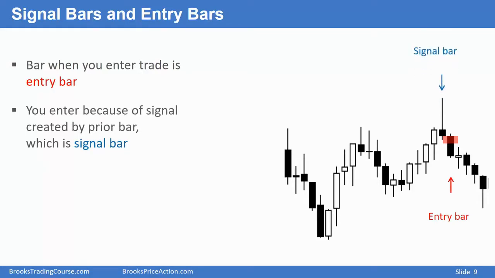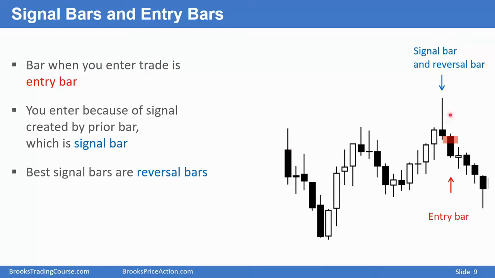The strongest signal bars are bars that look like this. The market was trending up, and it reversed down. So the strongest signal bars are reversal bars. And that's true only if the context is good. If this was a strong bull trend, traders would buy below the low of this bar, betting that the reversal will fail. But it's not a strong bull trend.